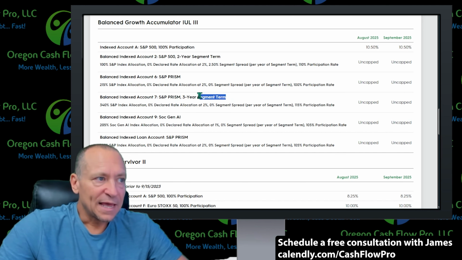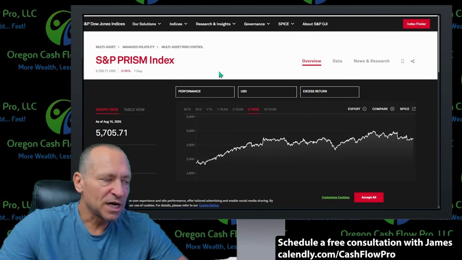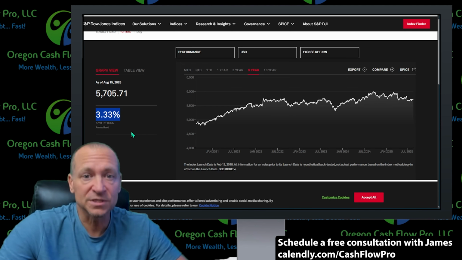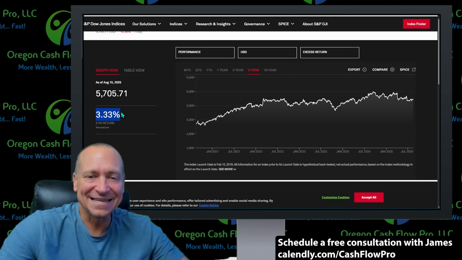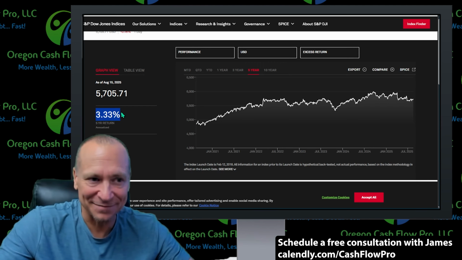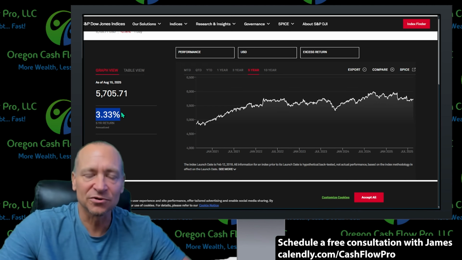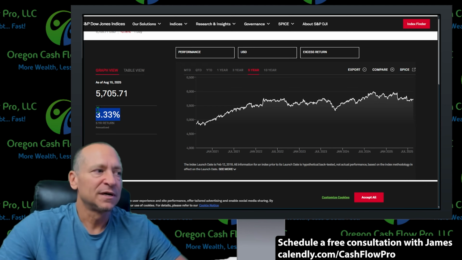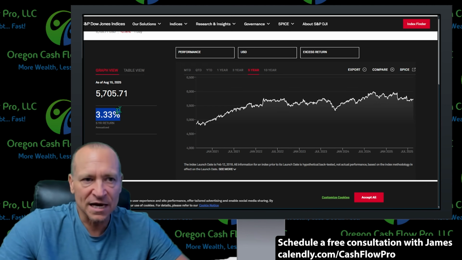Let's take a look at the actual S&P Prism. This is the golden child of the index options available with this one. Now, over the last 5 years, this is an annualized return of 3.33%. Now, in the current product, with that BGA 3, you're getting a 340% participation rate. I keep calling it the participation rate. It's a 340% index allocation, which is just like a participation rate. It's another multiplier, but then you're also getting that 115% participation rate. So we're going to multiply that times 3.4, times it again by 1.15. And like if you got that every year, you're over 10% on that.